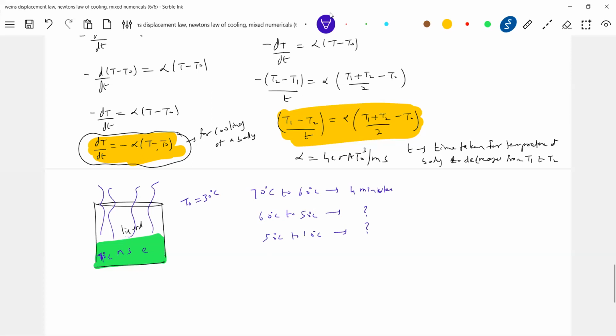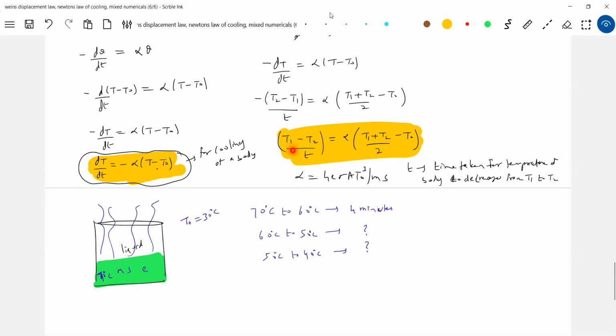Now very easily you can compare things. He has given only this much information: for 70 to 60 degrees, it takes 4 minutes. But the temperature of the liquid, no? Temperature of the surrounding is how much? T naught. So shall we use directly this particular formula?